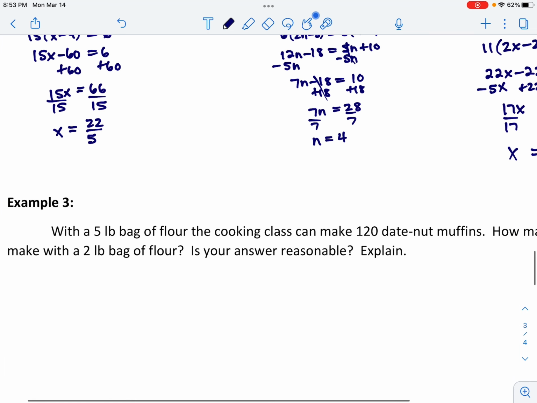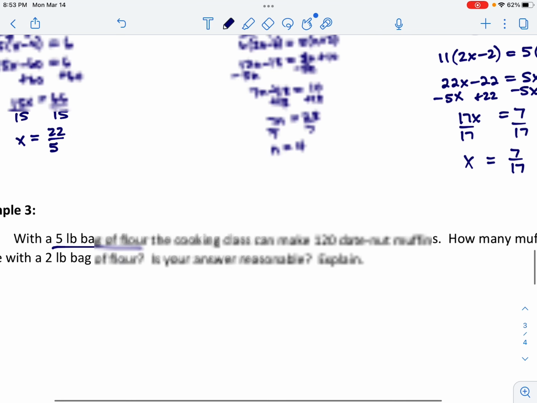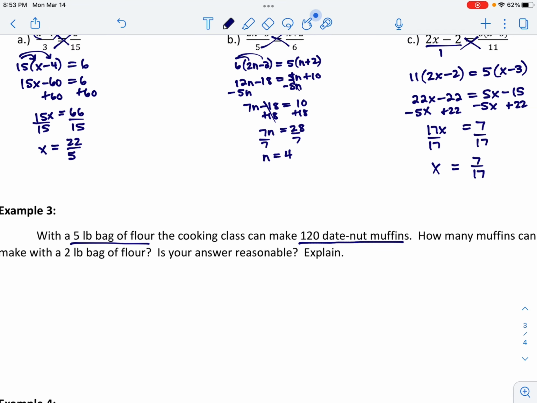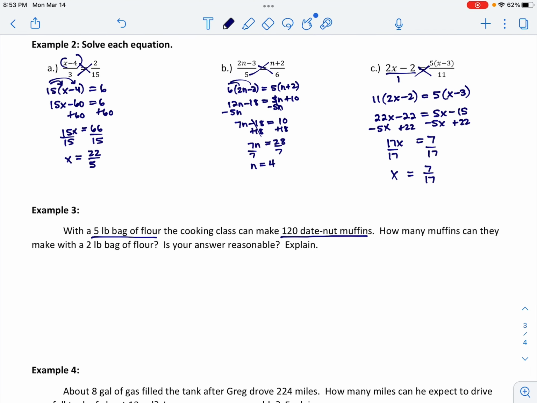So we have a 5-pound bag of flour. A cooking class can make 120 date nut muffins. How many muffins can they make with a 2-pound bag of flour? Is your answer reasonable? Explain.